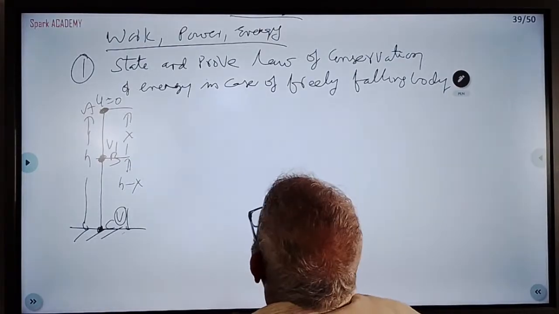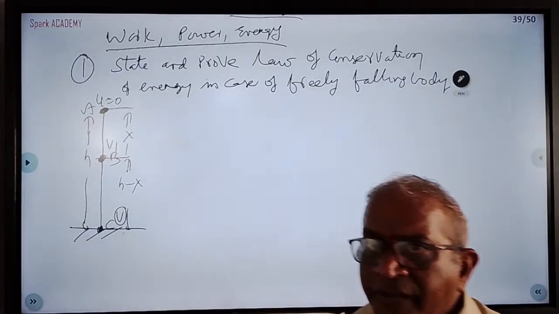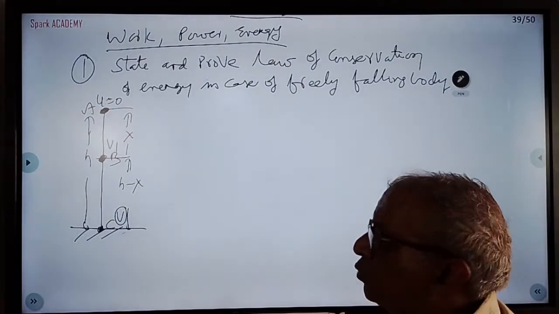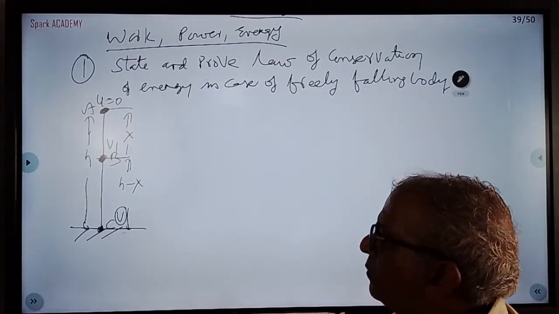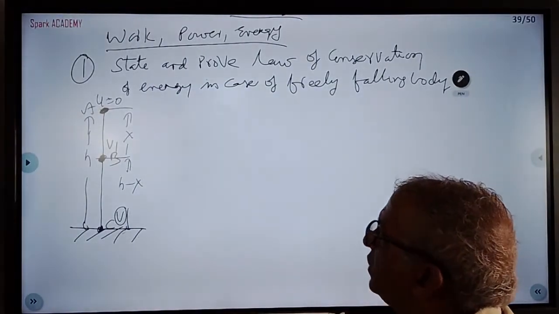State and prove the law of conservation of energy. Potential energy is mgh. Kinetic energy is half mv squared. This is the law of conservation of mechanical energy. We want to prove that at every point A, B, C, the total energy remains constant.